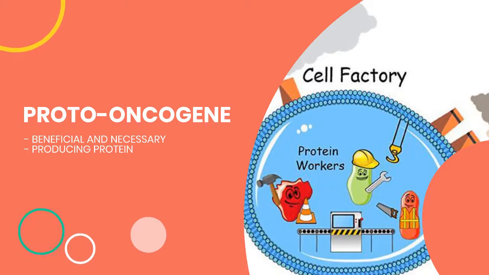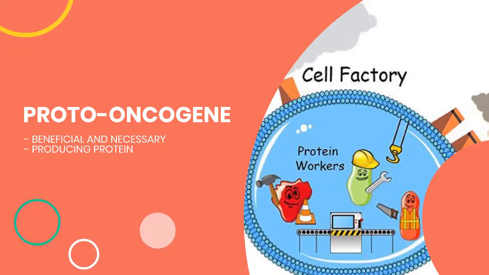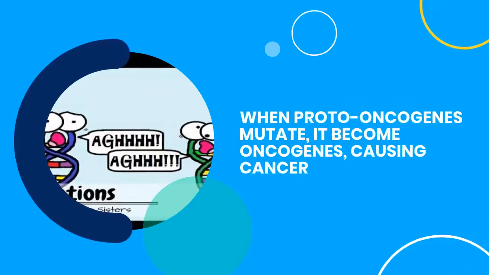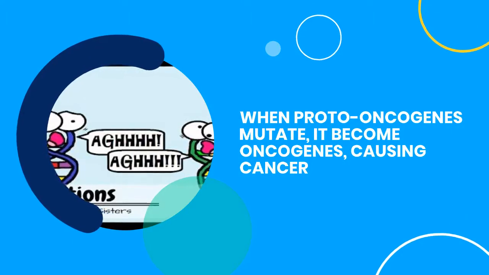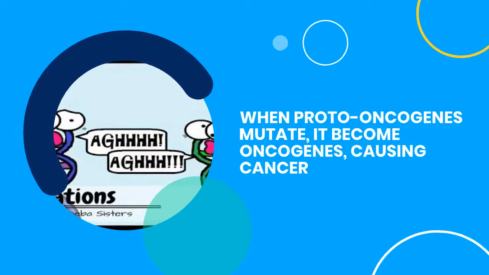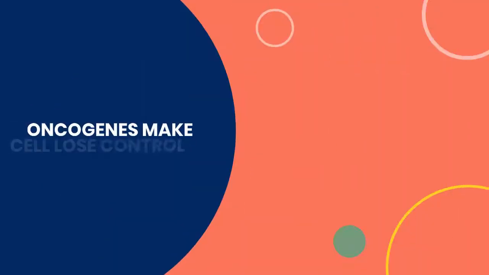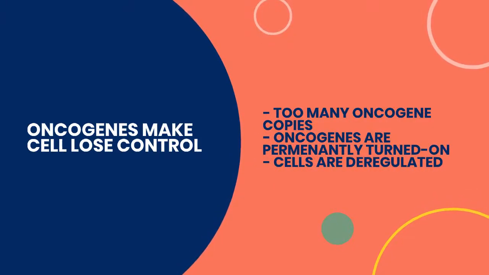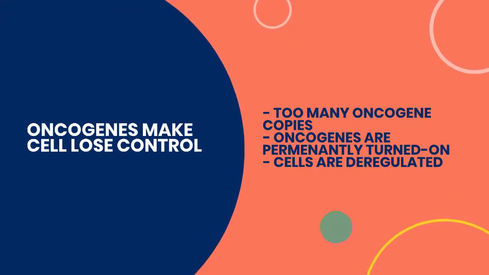Now, what happens when a mutation or a change is made to a proto-oncogene itself? Well, when there are mutations to a proto-oncogene or if there's too many copies of it, it starts transitioning into a harmful gene. When a proto-oncogene becomes a bad gene, we can think of it as a villain of the story. The proto-oncogene transitions into an oncogene. The oncogene then becomes permanently activated. It stays on even when it's supposed to be turned off.